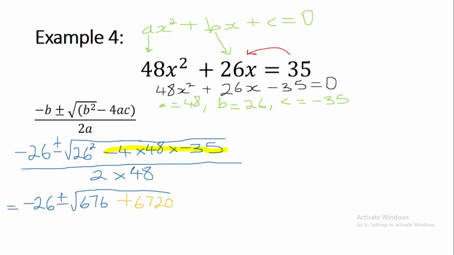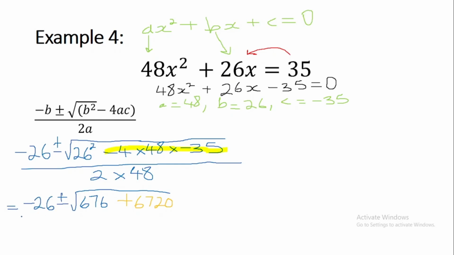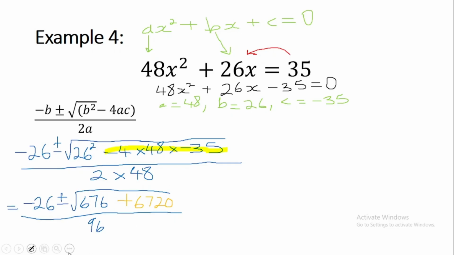So we're going to add these two figures together before we find the square root of that. But before that, we remember that everything is all over 2 times 48, and we know that 2 times 48 is equal to 96. So all that is going to be over 96. Now we're going to separate the board using the highlighter so we can continue working.